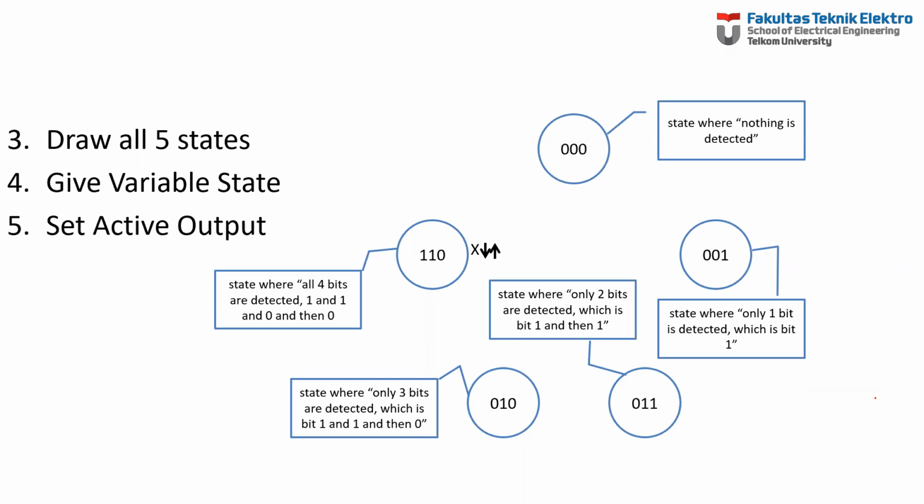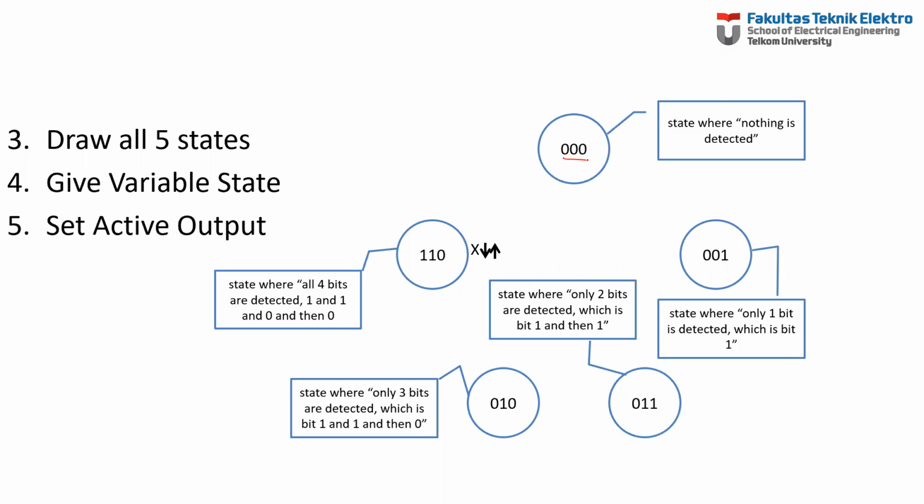Also, give the variable state. Because we have 5 states, we need 3 variable states. Because if we only use 2 variable states, that means we cannot identify. We can only identify 4 states. Sorry. So we need 3 variable states.